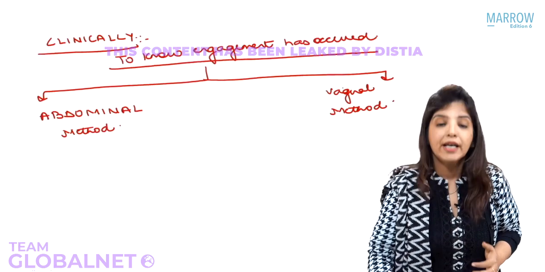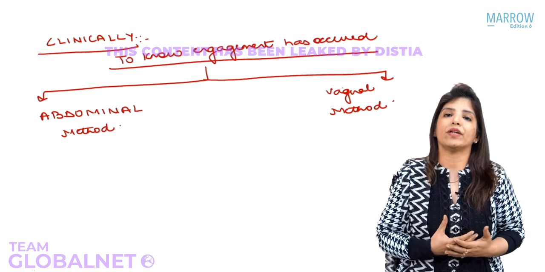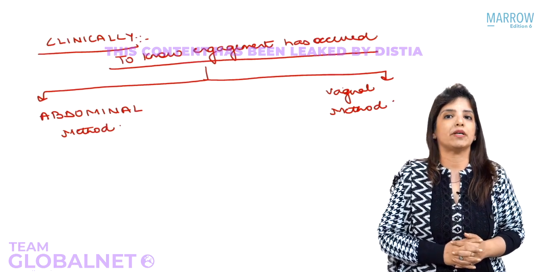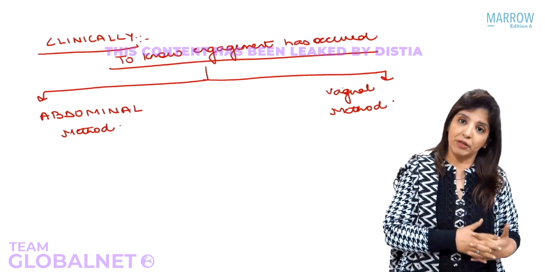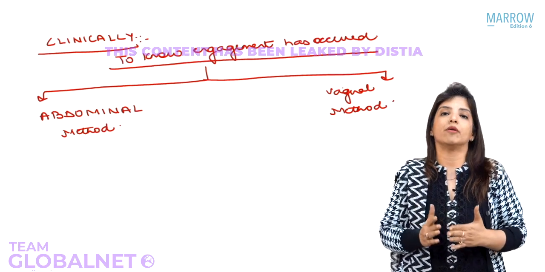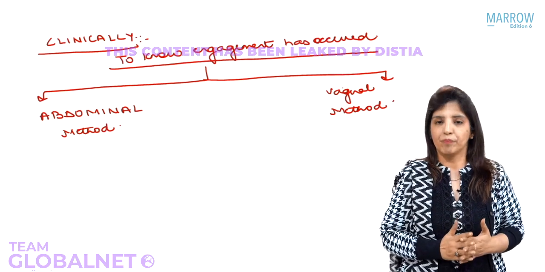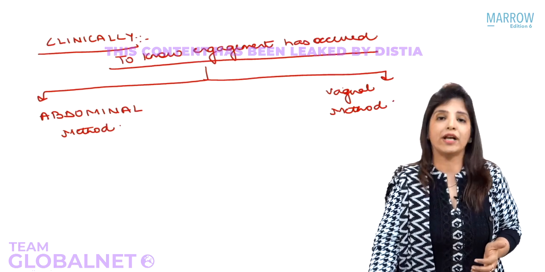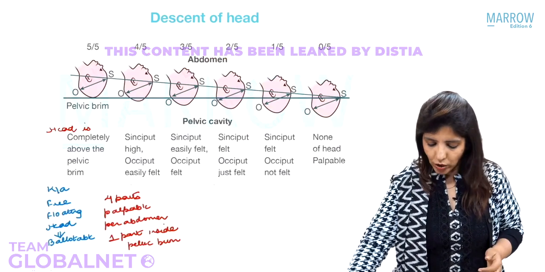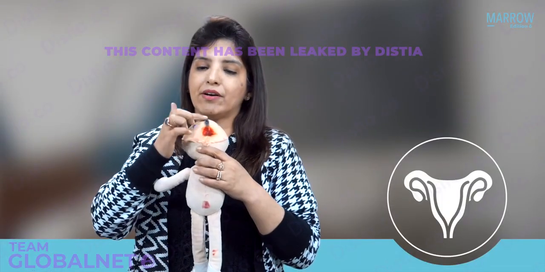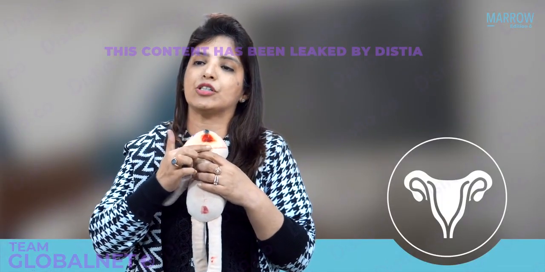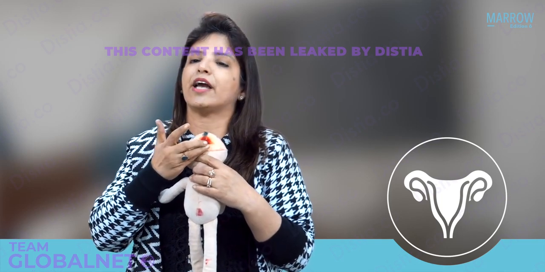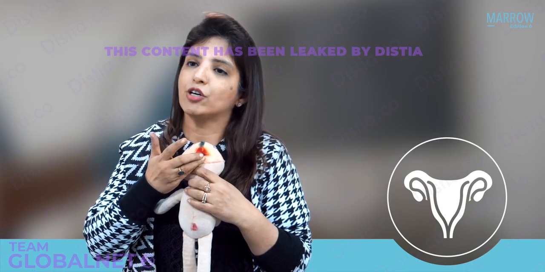Okay. Now, clinically, how am I going to know whether the head of the baby is engaged or not? Clinically, I can know the head of the baby is engaged or not by doing a per abdominal examination or by doing a per vaginal examination. Right? Now, on per abdominal examination, if I want to know that the head of the baby is engaged, what we do is we arbitrarily divide the head of the fetus into 5 equal parts. Right? So arbitrarily, the head of the fetus is divided into 5 equal parts.